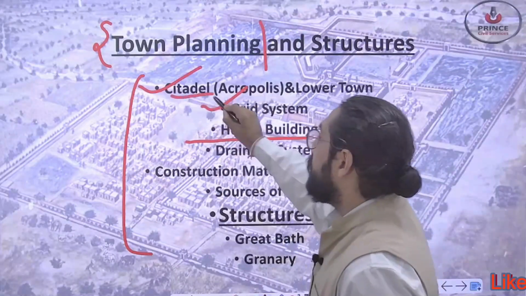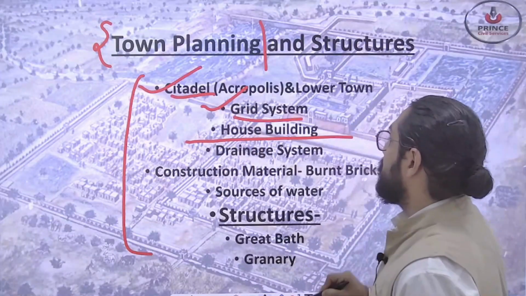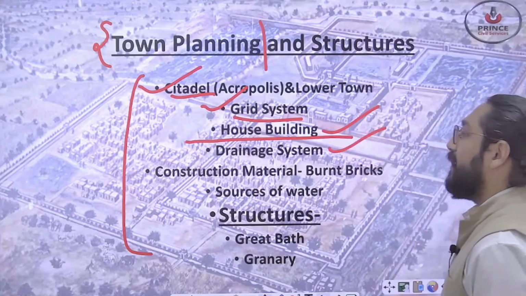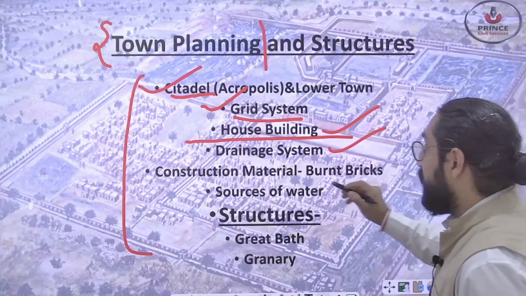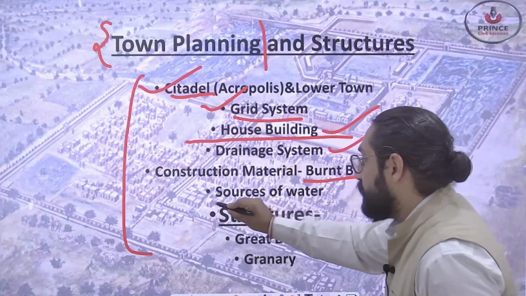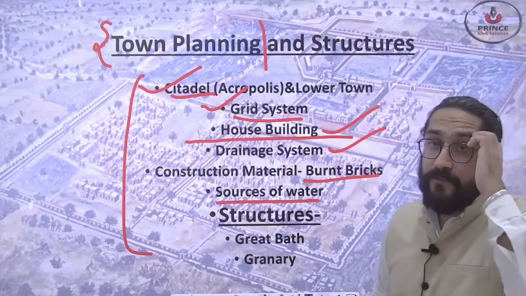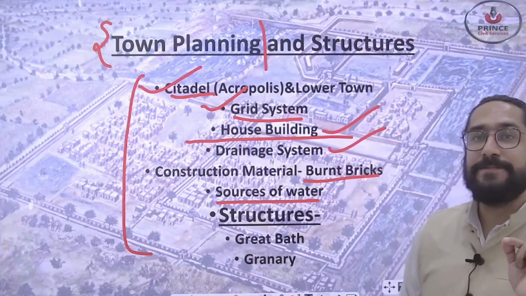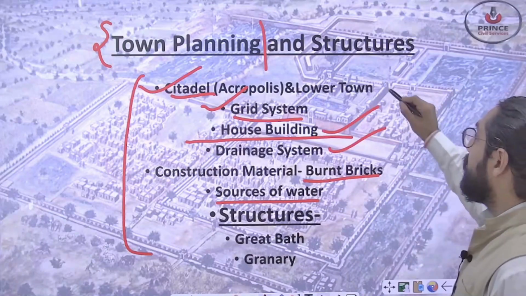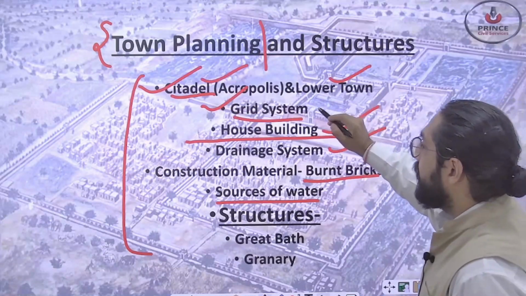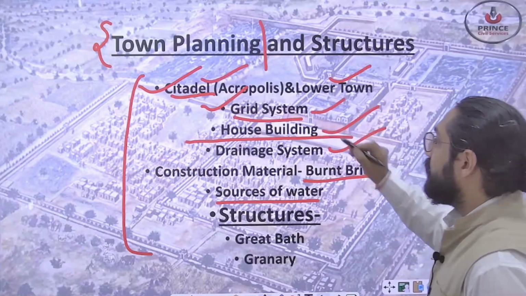IVC's town planning must cover these topics. You should know about the Citadel, the grid system, how their houses were, and what the drainage system of Indus Valley Civilization sites was. Then you need to learn about their burnt bricks, and then the sources of water. We are going to discuss these headings one by one, and in this part 1 video we are going to learn about the citadel and lower town, then second, the grid system, and third, house building.